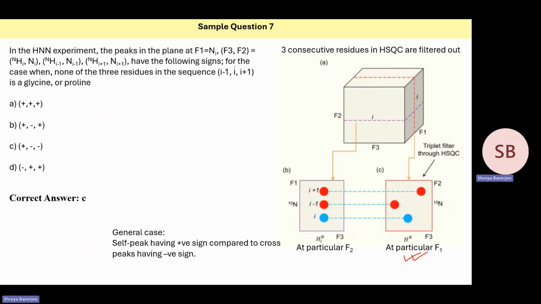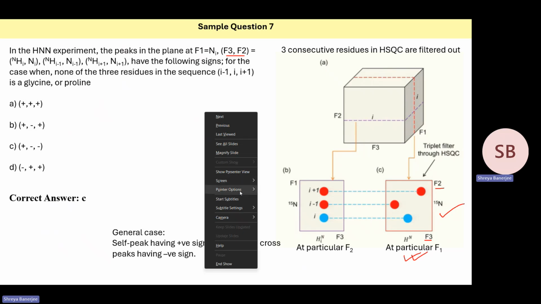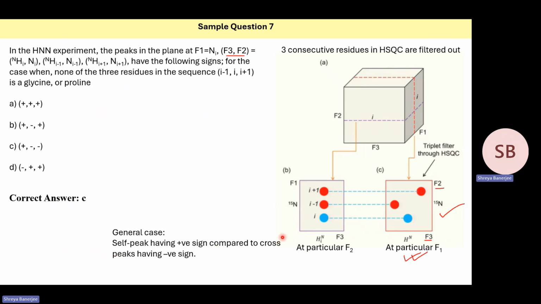Then you have the F3, F2 axis. You can see F3, F2 are showing 3 peaks, which are shown in the brackets. So what are the signs of these peaks? Now, one thing you can remember as a rule is that the self peak, that is the peak of i with i, will have positive sign.